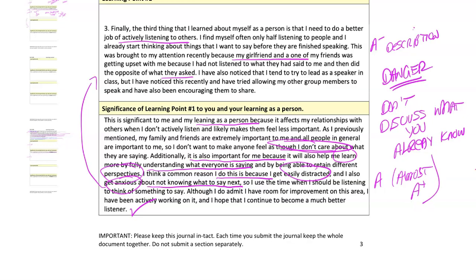So I hope that gives you a sense of what we're looking for with the journal. And depending on which journal you're doing, in this case, it's a leadership journal, pay attention to the time frames we're talking about. Make sure you make notes for yourself along the way each week at the end of every class or during the class. And believe me, it will speed things up a lot.